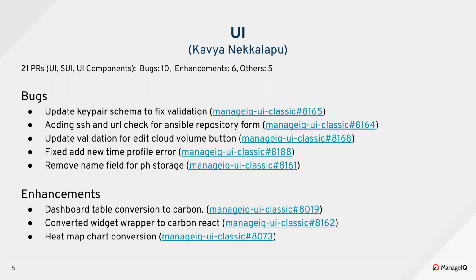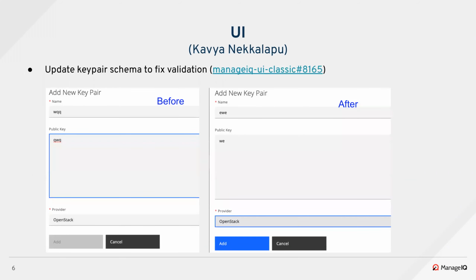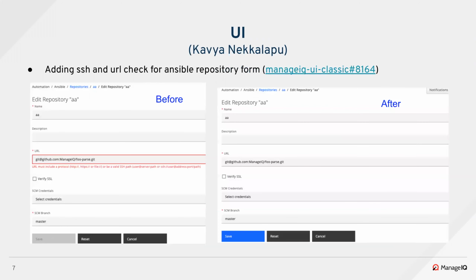Thanks, Oleg. There are a total of 21 PRs that got merged across UI repos this sprint: 10 bugs, 6 enhancements, and so on. Next one. Keypair form has a bug where the add button is not getting enabled when we have only one provider in the dropdown. So I fixed that issue here. Next one. Ansible repository URL SSH validation is not working. Melody added validation for that in this PR.